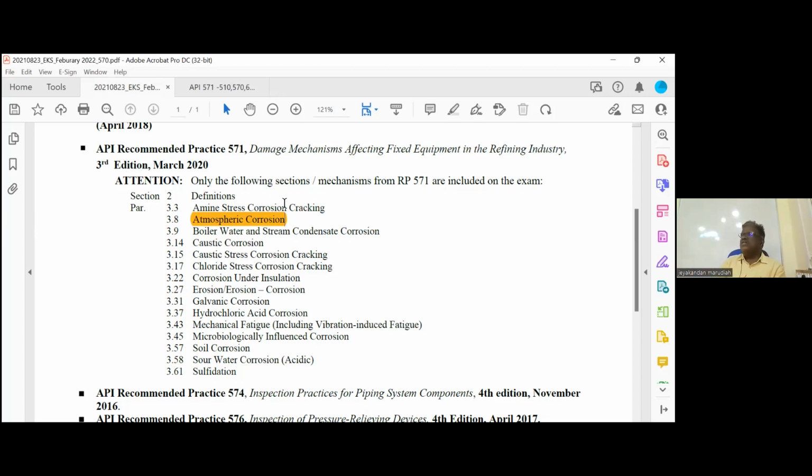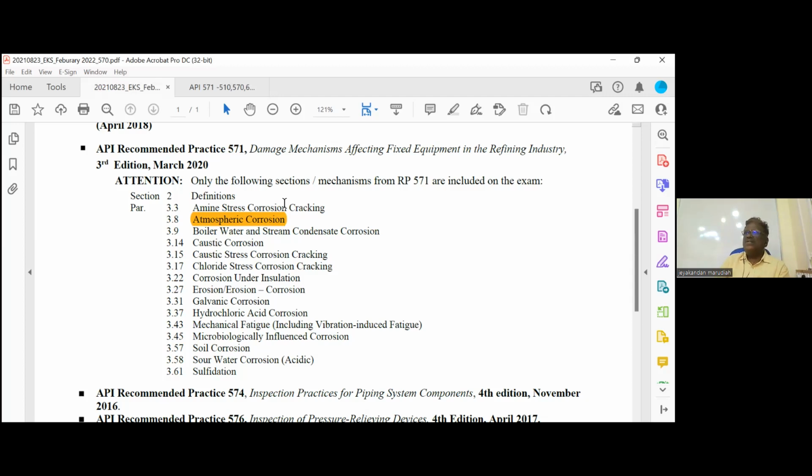Now, what is atmospheric corrosion? Suppose I have the same pipe, same service, everything the same. One is located in Trichy, another one is located in Chennai. Both will have the same internal corrosion, but the external corrosion will change. Which will corrode more, Trichy or Chennai? Why?